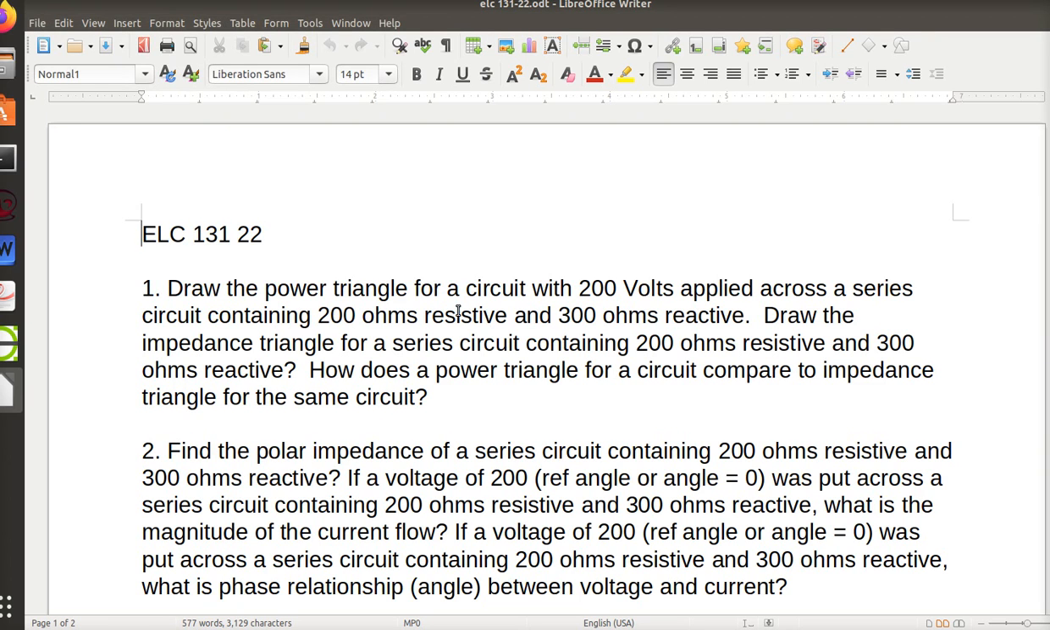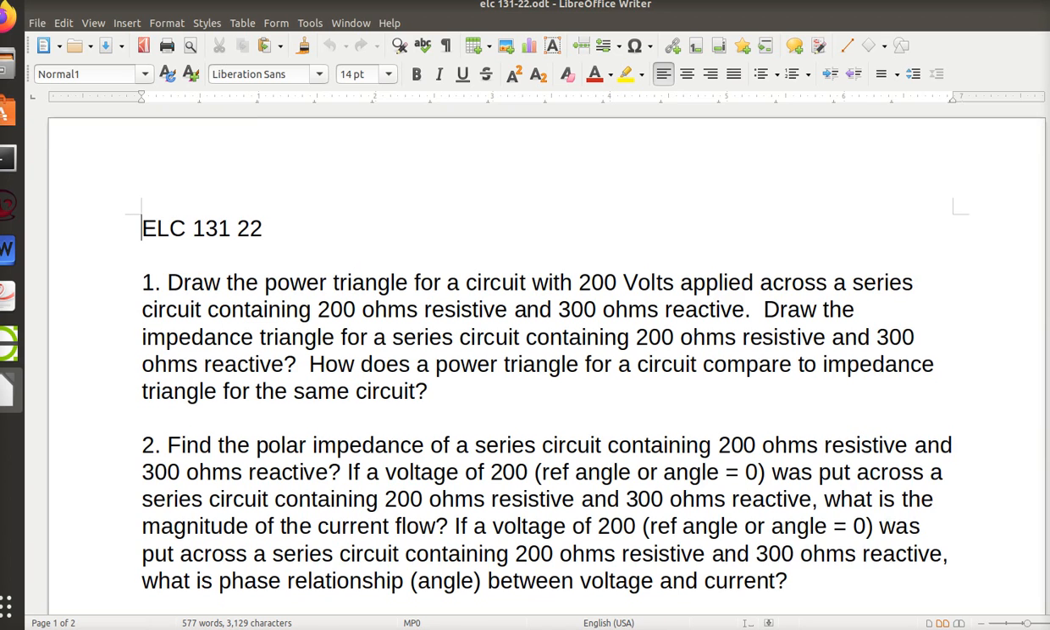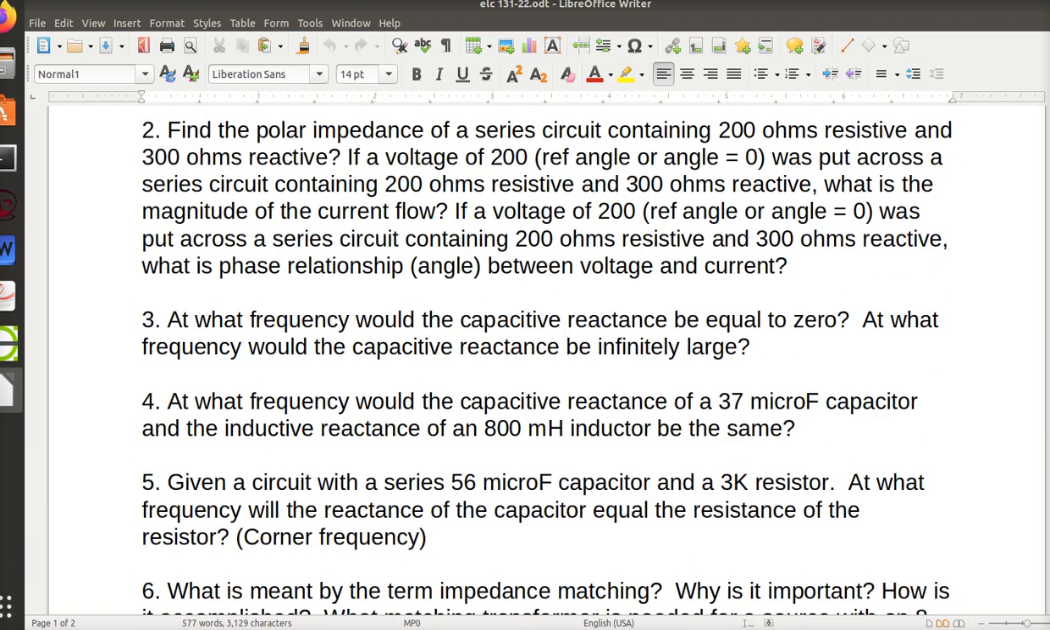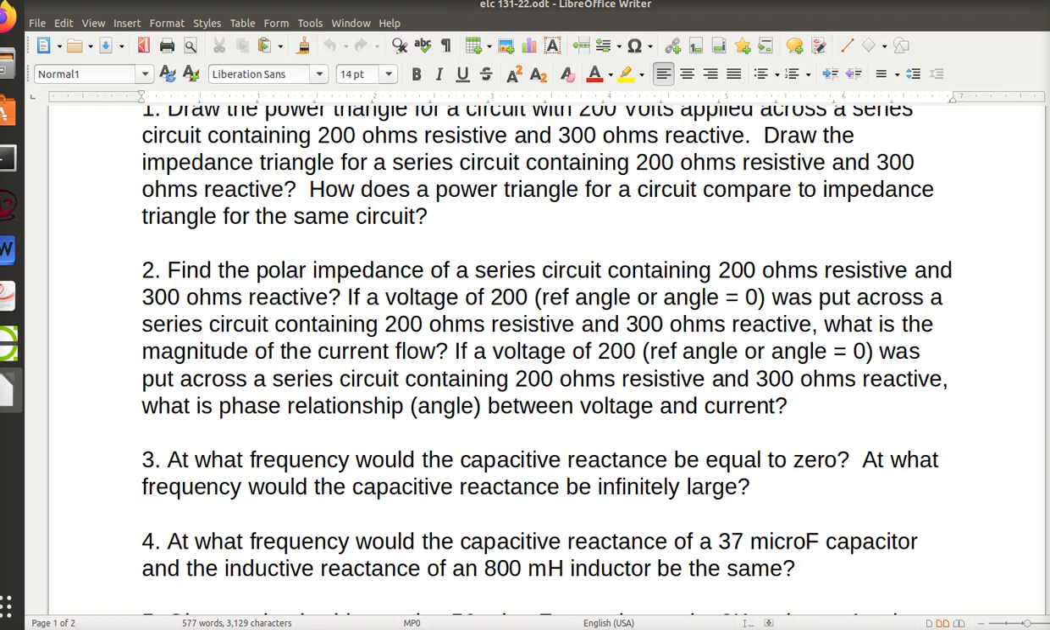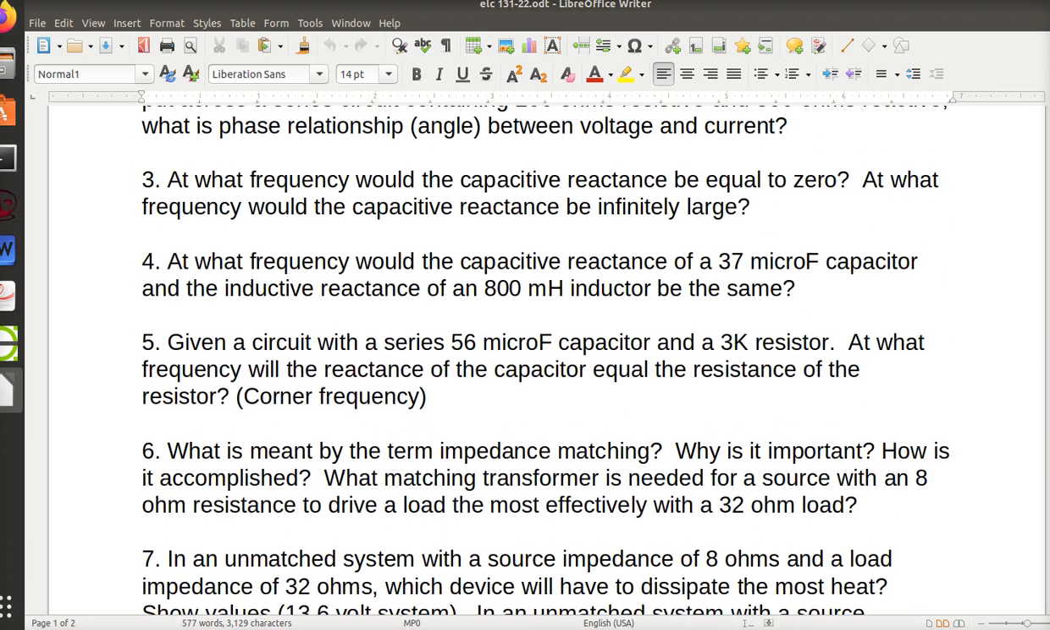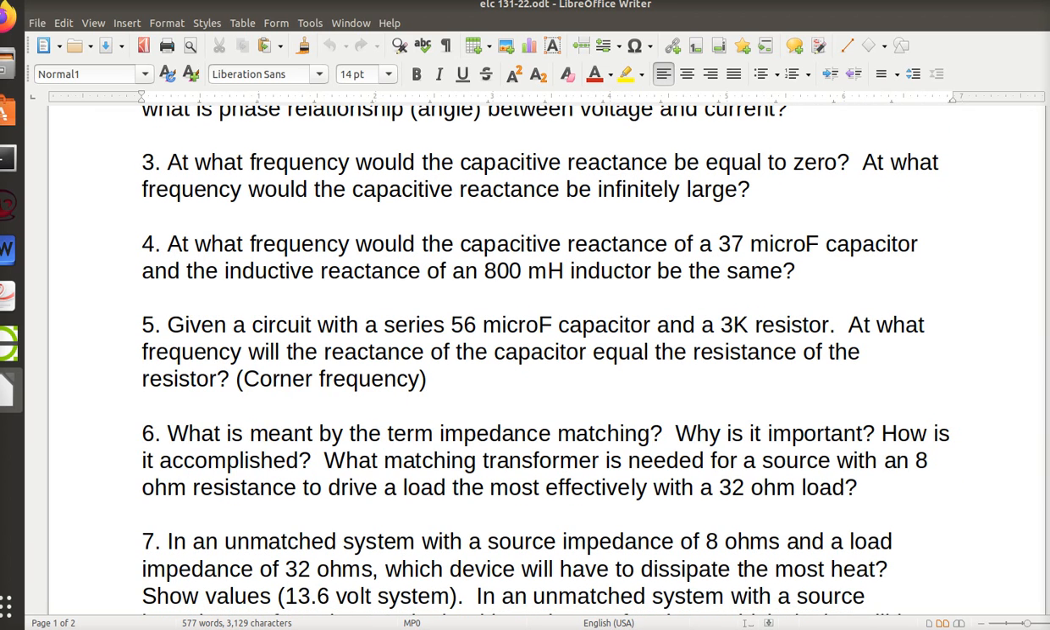So we're going to draw the power circuit for the last problem, which we will do. And then find the polar impedances. 200, 300 ohm reactance. We can do that. And then we will do 22, 3, and then we'll look at the phase. So the last two on 21 and the first two on 22, I need to make sure I cover, or I need to set up better so I can cover it in a video.